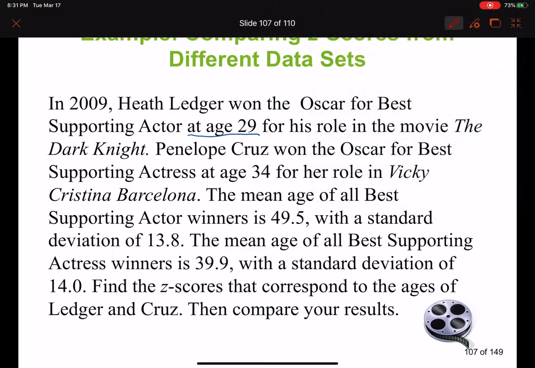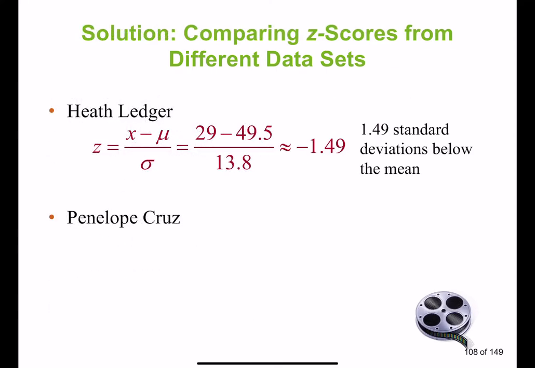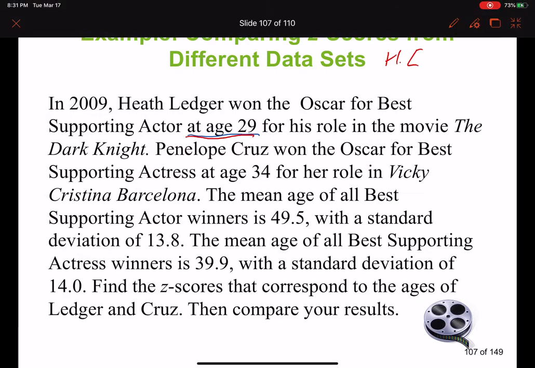So, Heath Ledger at age 29, in the movie The Dark Knight. Penelope Cruz won the Oscar for Best Supporting Actress at age 34, for her role in Vicky Cristina Barcelona.